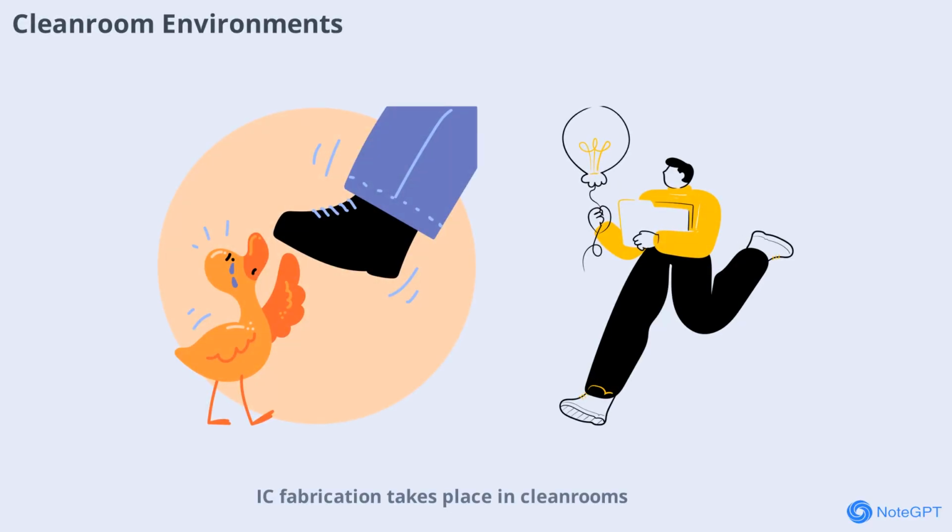IC fabrication takes place in cleanrooms, which are highly controlled environments designed to minimize dust and contaminants. Even a tiny particle can ruin a chip, so workers wear special suits and the air is constantly filtered. Cleanrooms are essential for producing high-quality integrated circuits.